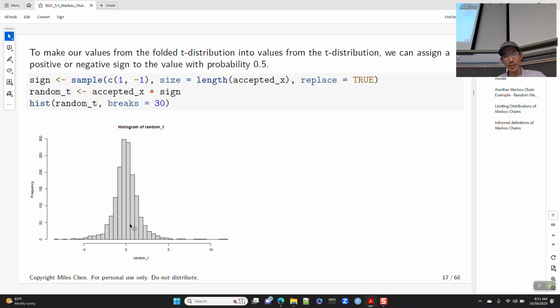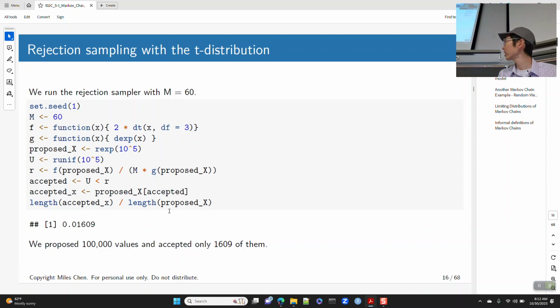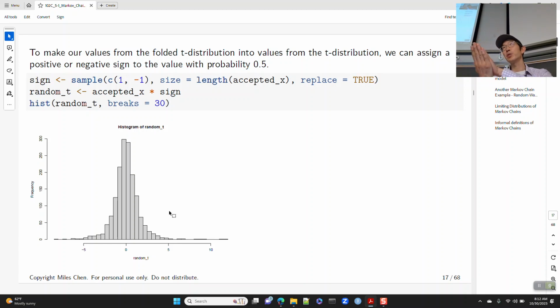Which is not great, okay? But we look at the 1,600 values that we did accept, and yeah, it looks like the t distribution. And if we wanted to generate from the full t distribution, remember we've created the folded t distribution, so to go from a folded t distribution back to a regular t distribution, we could just flip a coin and say half of these values are going to be negative and half of these values are going to be positive. So here I can just sample 1 or -1. And then when we do that, this looks like the t distribution.